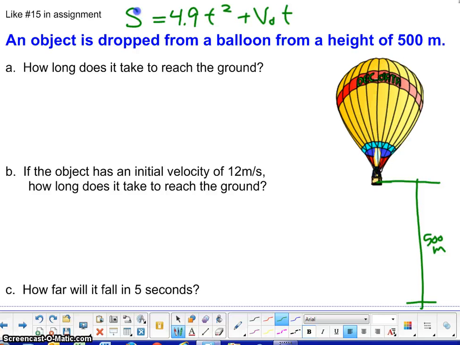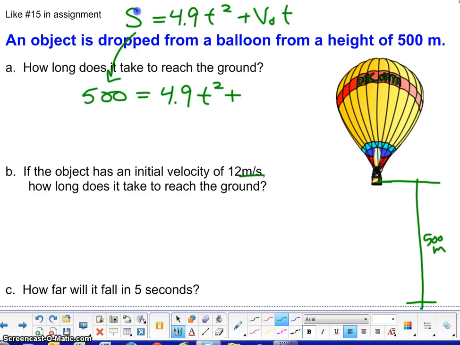Okay, so the 4.9 is for gravity when you are dropping in meters per second. So that may change depending if you have feet or another unit of measure. So how long does it take to reach the ground? Well, S is going to be 500 since that is the starting height. 4.9 is a coefficient we're going to have to leave there. T we do not know because that's what we're trying to find.